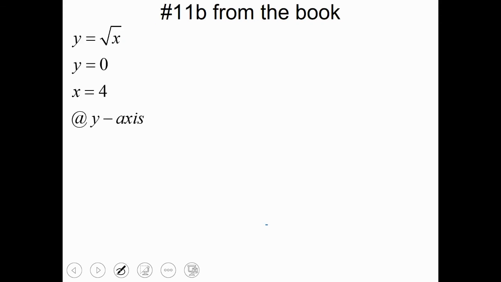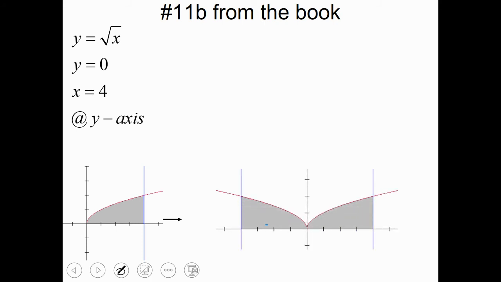This one, we actually looked at in a different version. I know it says from the book. We haven't been using the book, but we did part of this one the other day. So this one is taking the square root of x function, which is the red one, y equals 0, which is just your x-axis, x equals 4, which is the vertical line, and we're going to revolve it around the y-axis. So it's going to look something like this.